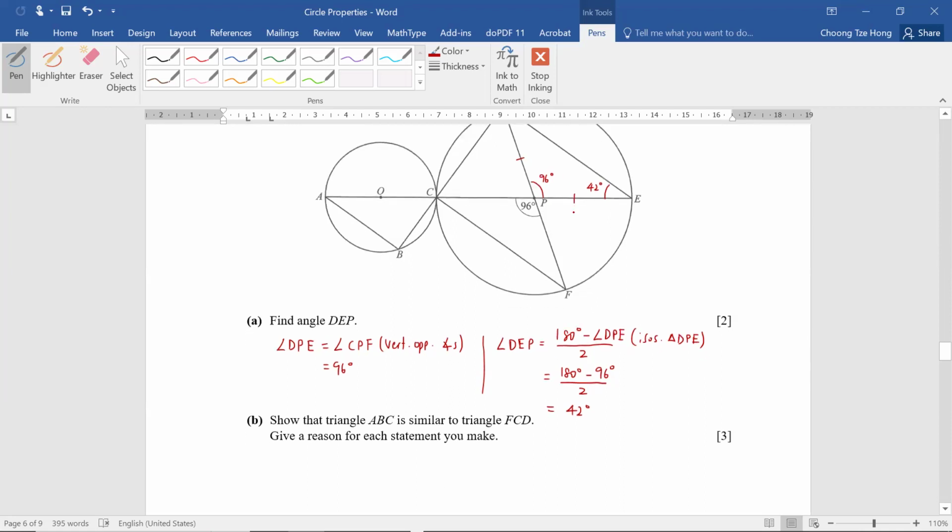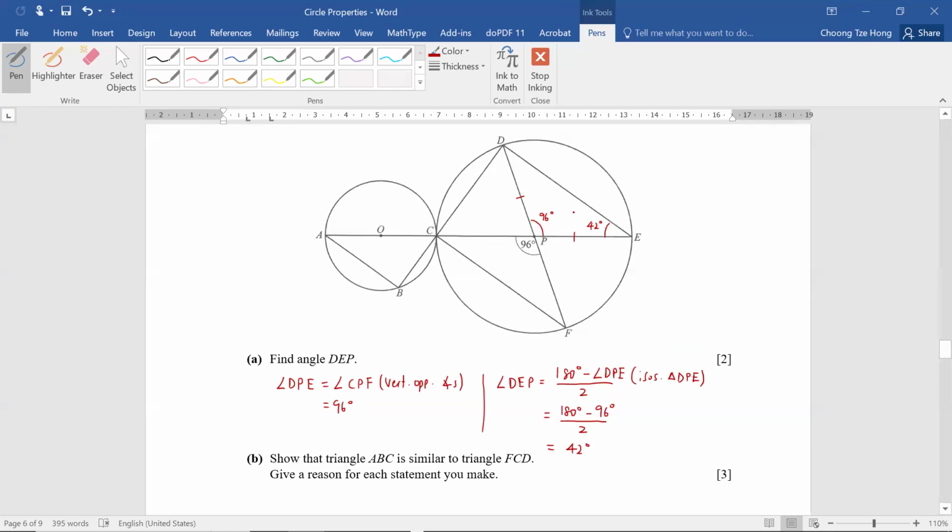Let's take a look at part B. Part B is a similarity test question. Show that triangle ABC is similar to triangle FCD. ABC is inside the small circle, and FCD is inside the big circle. At this point in time, there are no lengths given. So if there are no lengths given, then it's not possible for us to consider the SSS test or the SAS test. It means that we need to consider the AA test. So we should start looking for angles that are equal in both triangles.